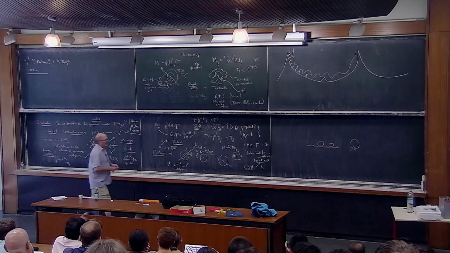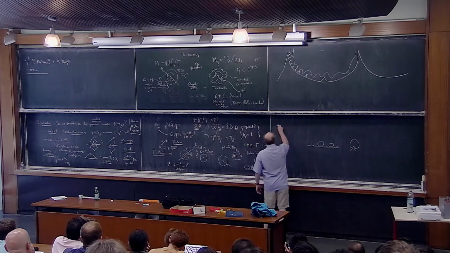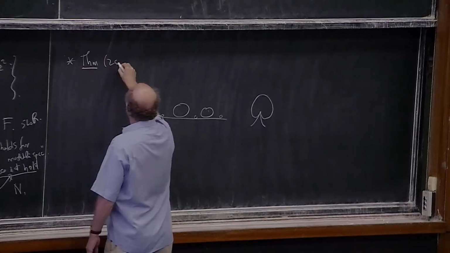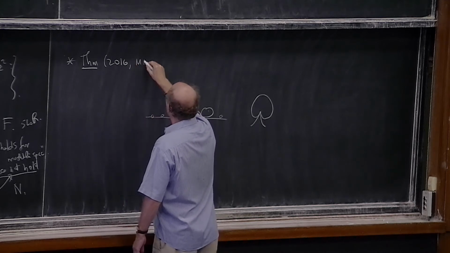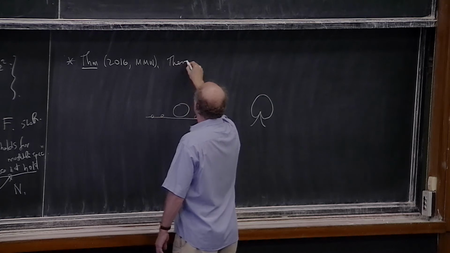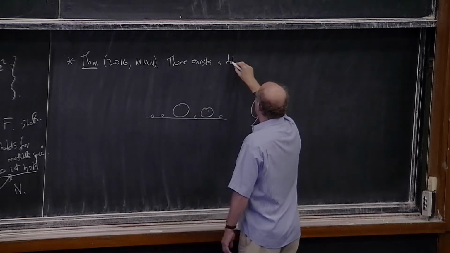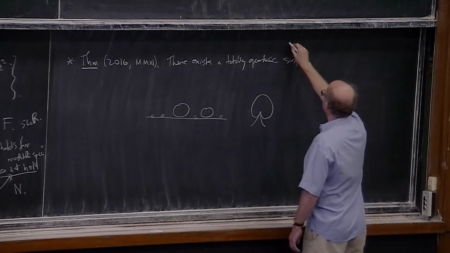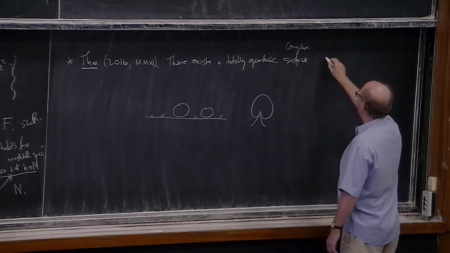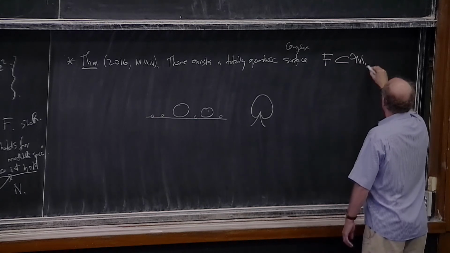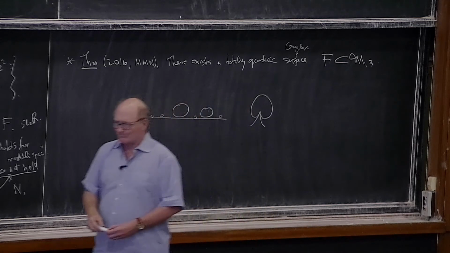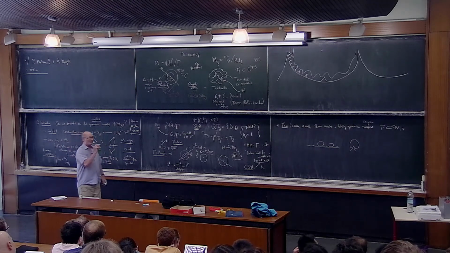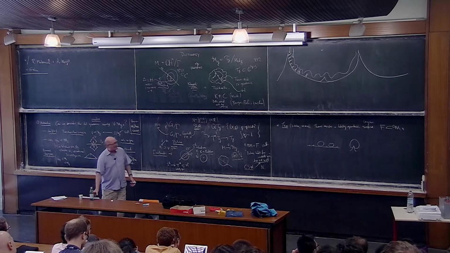And thus, it came as some surprise, and I'm very glad to have been able to participate in this story, that a few years ago, I guess this is 2016, Ronen Mukamel, Alex Wright, and I proved that there exists a totally geodesic surface, and by that I mean complex surface, F, contained in M_{1,3}. So this surface just consists of families of elliptic curves with 3 distinguished points on them. And in fact, every elliptic curve arises.